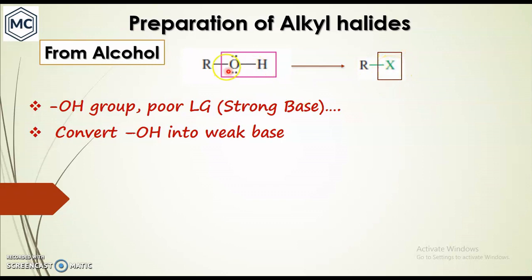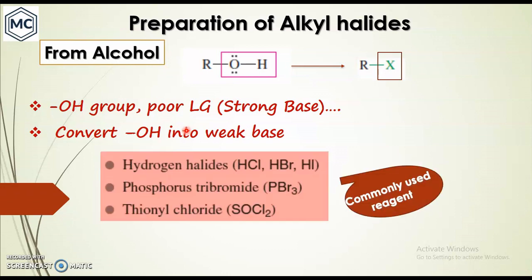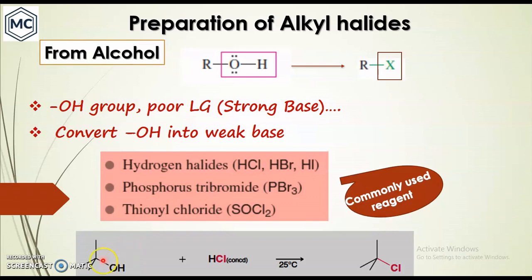So you need to substitute this OH. You need to convert OH into a weak base. There are many reagents for that purpose. Three important and commonly used reagents are hydrogen halides, phosphorus tribromide, and thionyl chloride. Let's see examples for that reaction. First one, tertiary butanol. This tertiary alcohol you can convert into tertiary halide by using hydrogen halides.